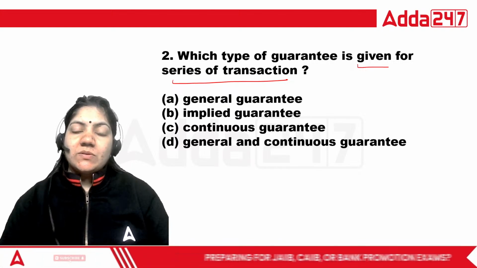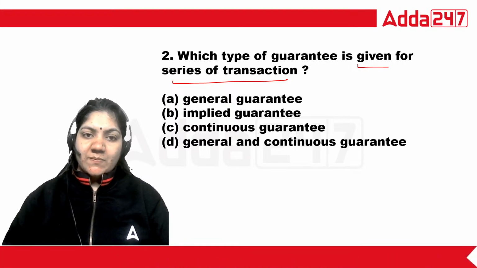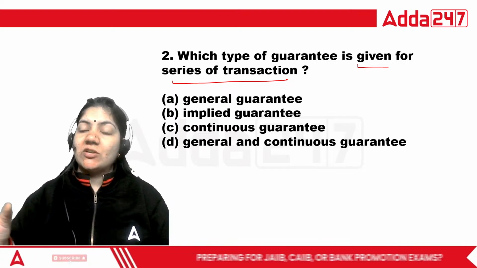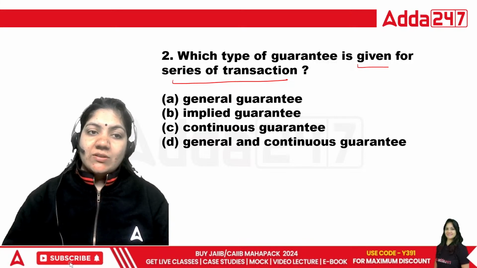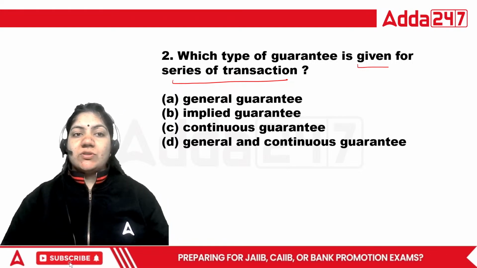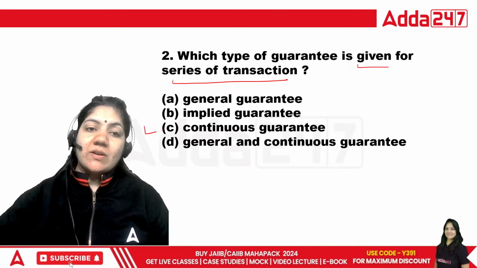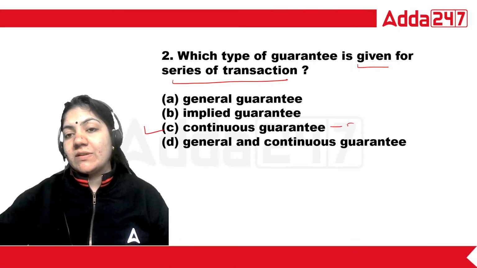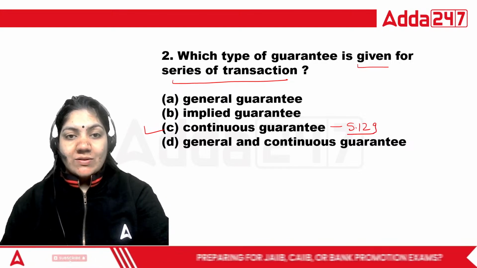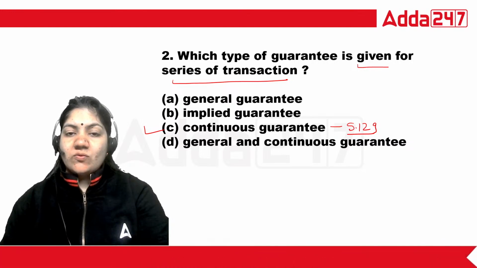There are two types of guarantee: specific guarantee and continuous guarantee. Specific guarantee means it is for a specific person, a specific transaction. But for continuing guarantee, there should be a series of transactions. So according to the question, the guarantee given for a series of transactions is called continuous guarantee, and the section for continuous guarantee is Section 129 of the Indian Contract Act. Is that okay? You have to understand this.